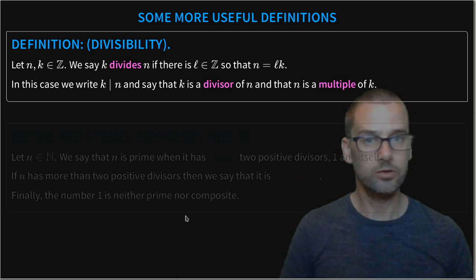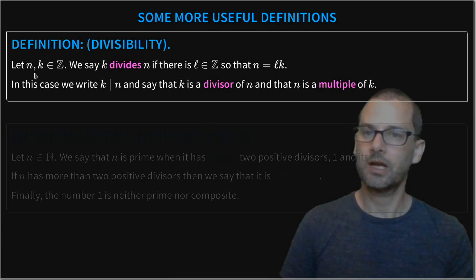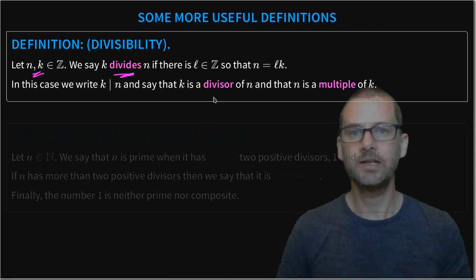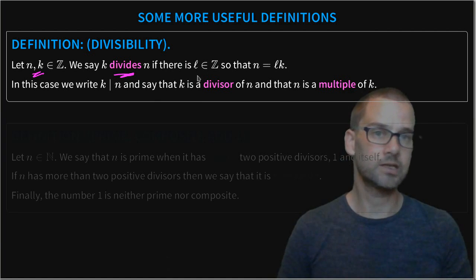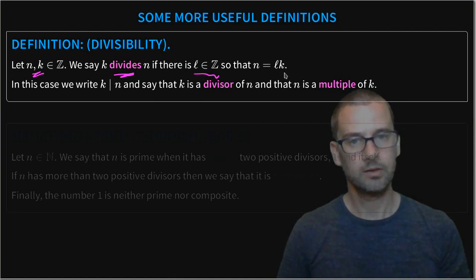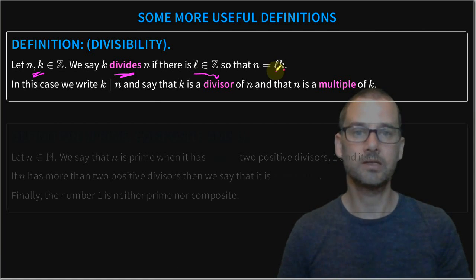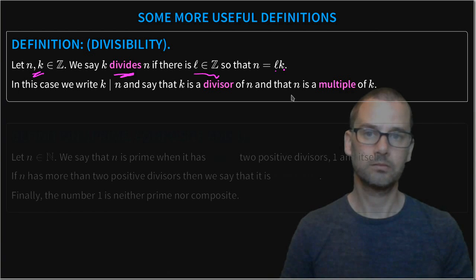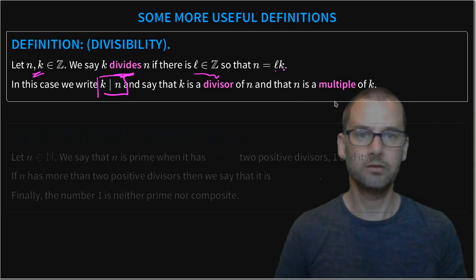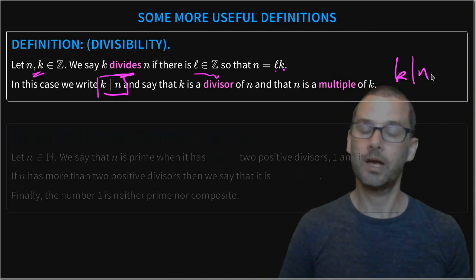Okay, some more useful definitions, also on the theme of divisibility. Let's take two integers, n and k. We say that k divides n if we can find some other integer l so that n is l times k. So we can write n as the product of k and some other integer l. In this case, we'll write k vertical bar n to mean k divides n.